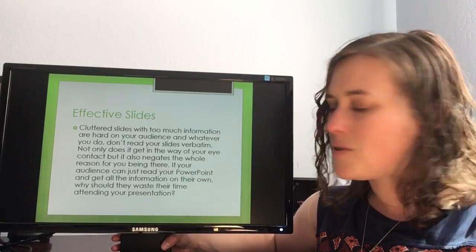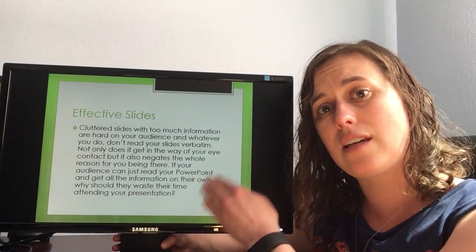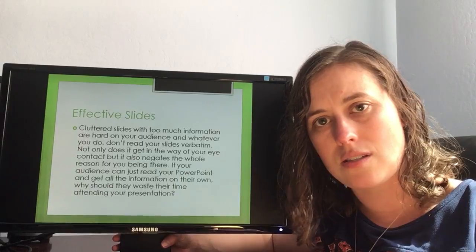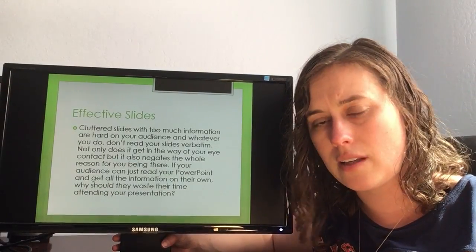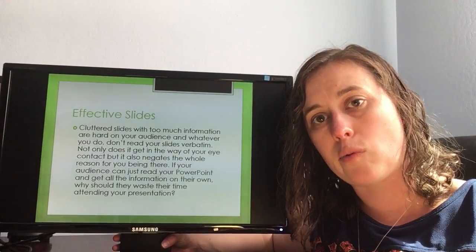But it also negates the whole purpose for you giving that presentation. If you have everything you're saying right here on this slide, why do they even need to bother to pay attention to you? They could just watch your PowerPoint later, right? So you sort of undermine your own presence in that very room.